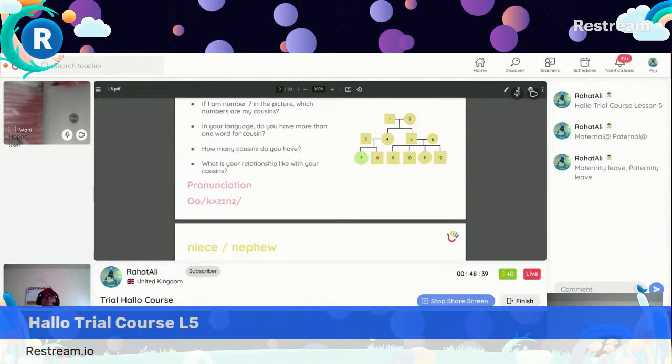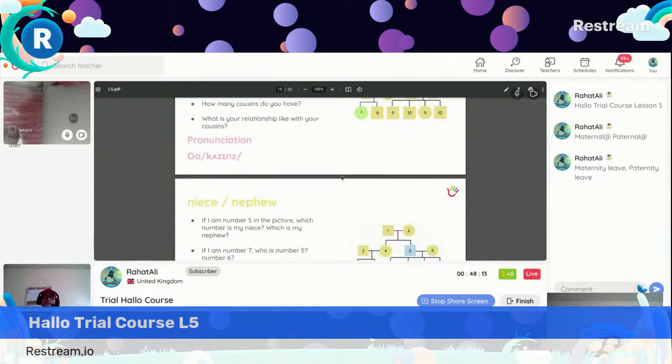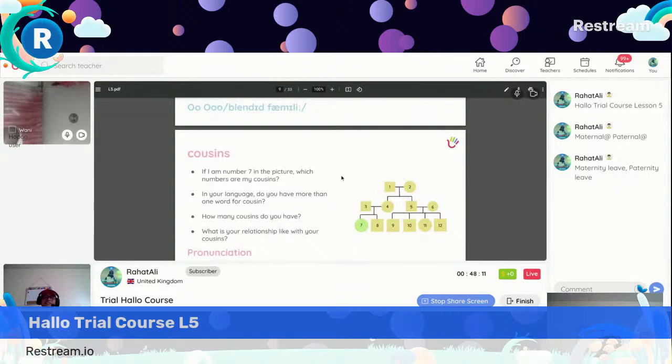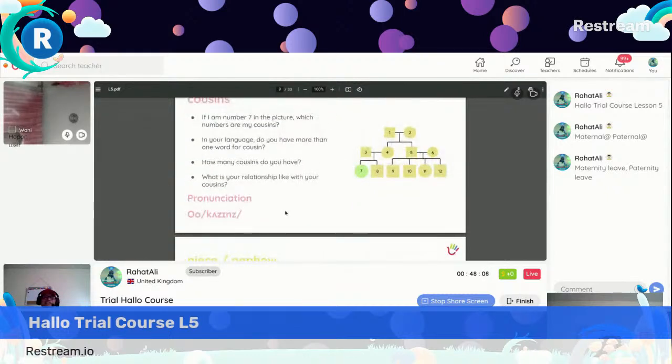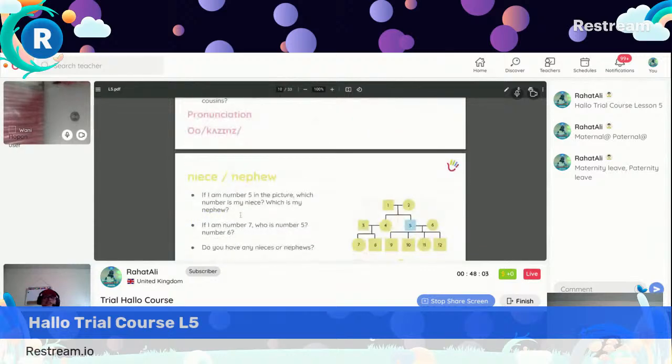Teacher, we have our cousin, and then the son or the daughter of our cousin. Does English have a specific name for that? No, it's the same. Niece, nephews. Still niece and nephews? Yeah. Okay, get it. Okay, so the pronunciation is cousins. S sounds like Z. Cousins. Can you see? Cousins. Next is niece, nephew.